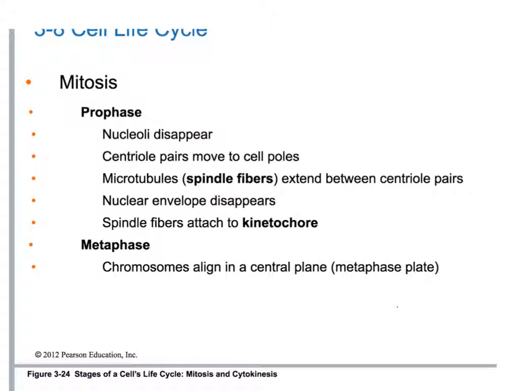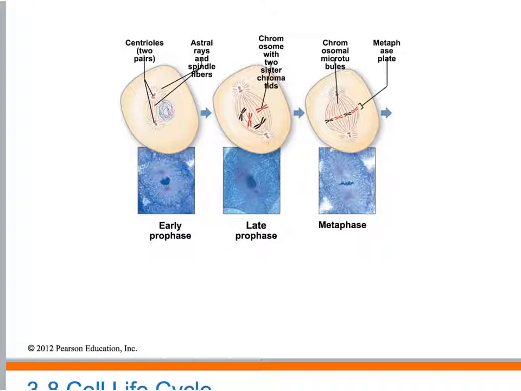In mitosis, prophase is the first phase. In prophase, the nucleoli disappear, the centriole pairs move to the cell poles, and the nuclear envelope disappears. Second is metaphase, and that's where the chromosomes align in a central plane called the metaphase plate. Here's early prophase, late prophase, and then metaphase, and you see the chromosomes lined up on the metaphase plate.